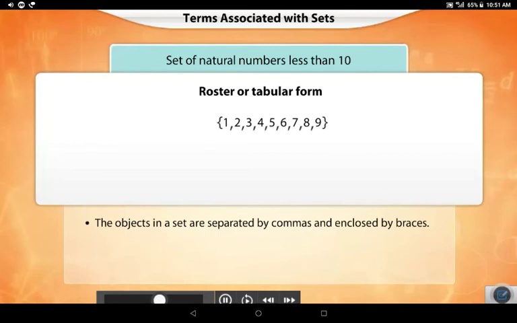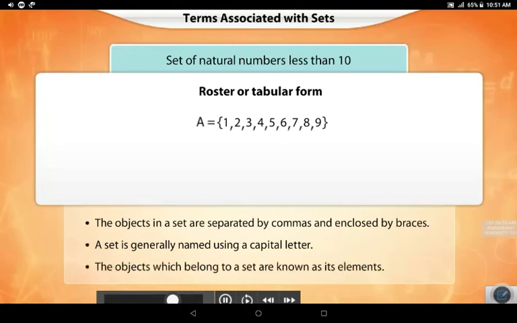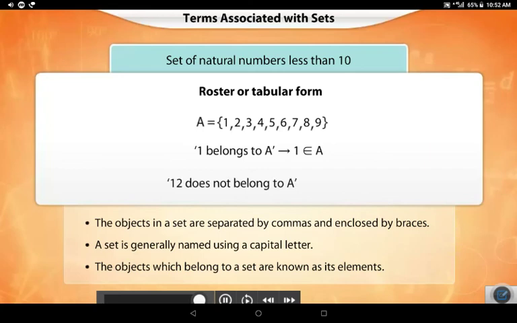Let us name this set as A. Typically, a set is named using capital letters. Each of the objects in the set is called an element of a set. We can see that the element 1 belongs to set A, and we indicate it symbolically as shown. Also, in this case, the number 12 does not belong to the set, and we indicate this symbolically as shown.